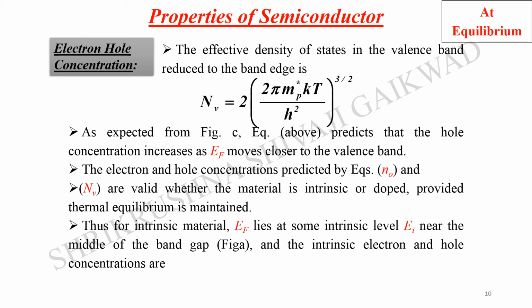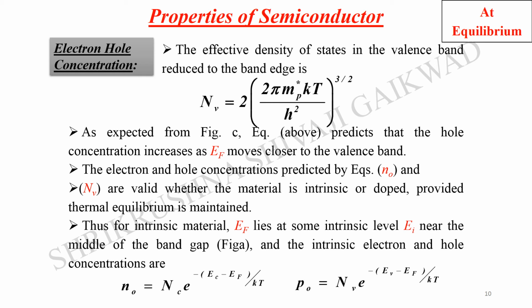Thus, for the intrinsic material, EF lies at some intrinsic level EI near the middle of the band gap, figure A above, and the intrinsic electron and hole concentrations are given as n0 = NC exp(-(EC - EF)/kT) and p0 = NV exp(-(EV - EF)/kT).